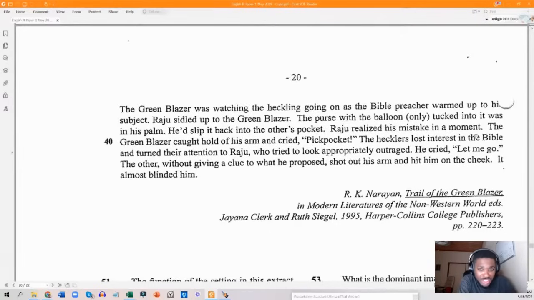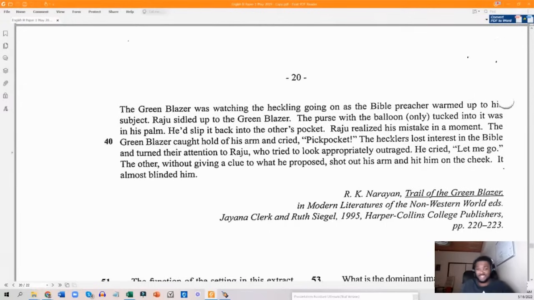Raju realized his mistake in a moment. The green blazer caught hold of his arm and cried, "Pickpocket!" The hecklers lost interest in the Bible and turned their attention to Raju, who tried to look appropriately outraged. He cried, "Let me go!" The other, without giving a clue to what he proposed, shot out his arm and hit him on the cheek. It almost blinded him.